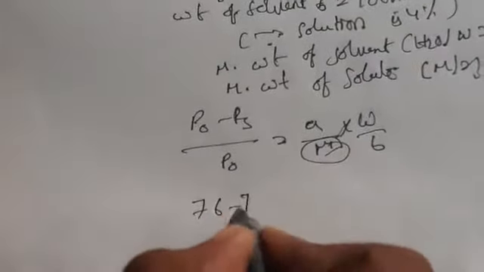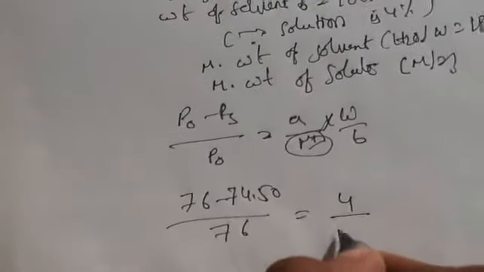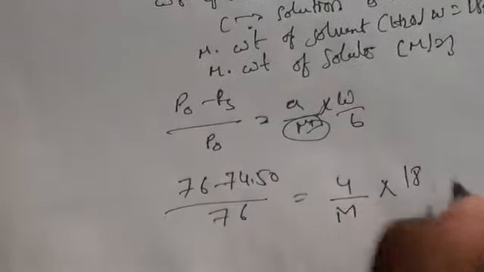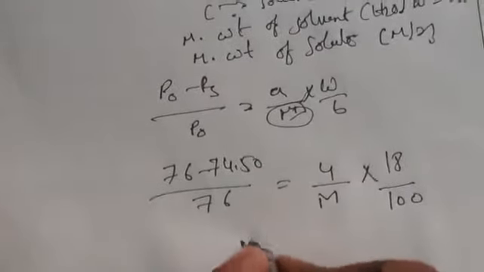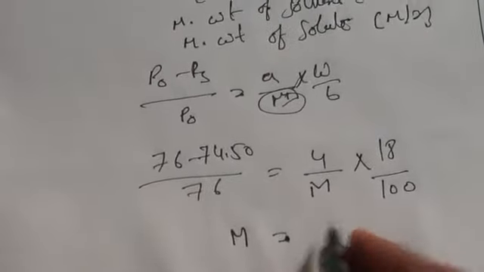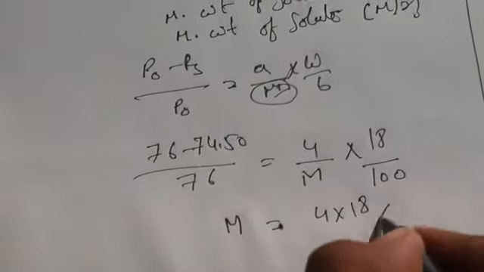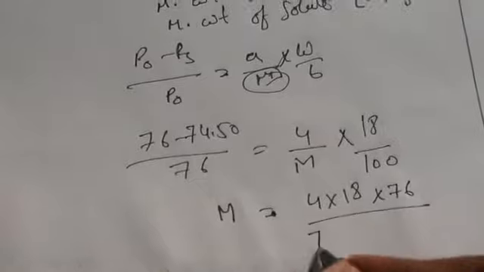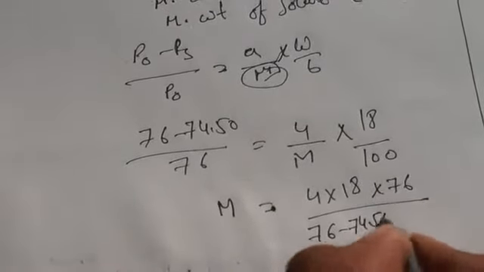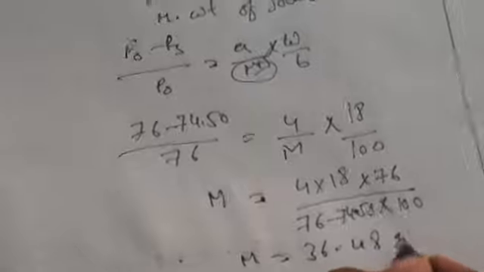So what is P naught minus PS here? (76 minus 74.50) by 76 is equal to 4 by M into 18 by 100. So you will get M is equal to 4 into 18 into 76 divided by (76 minus 74.50) into 100. So you will get the molecular weight of the solute as 36.48 grams.